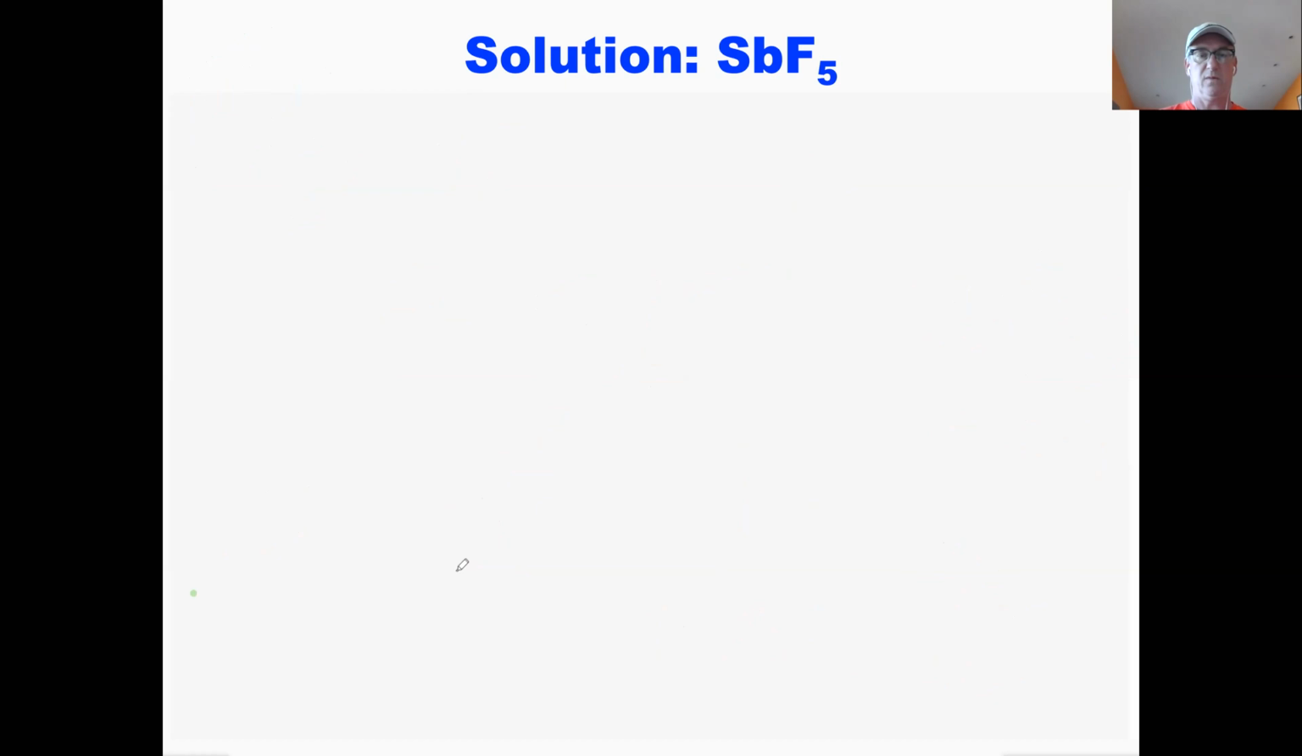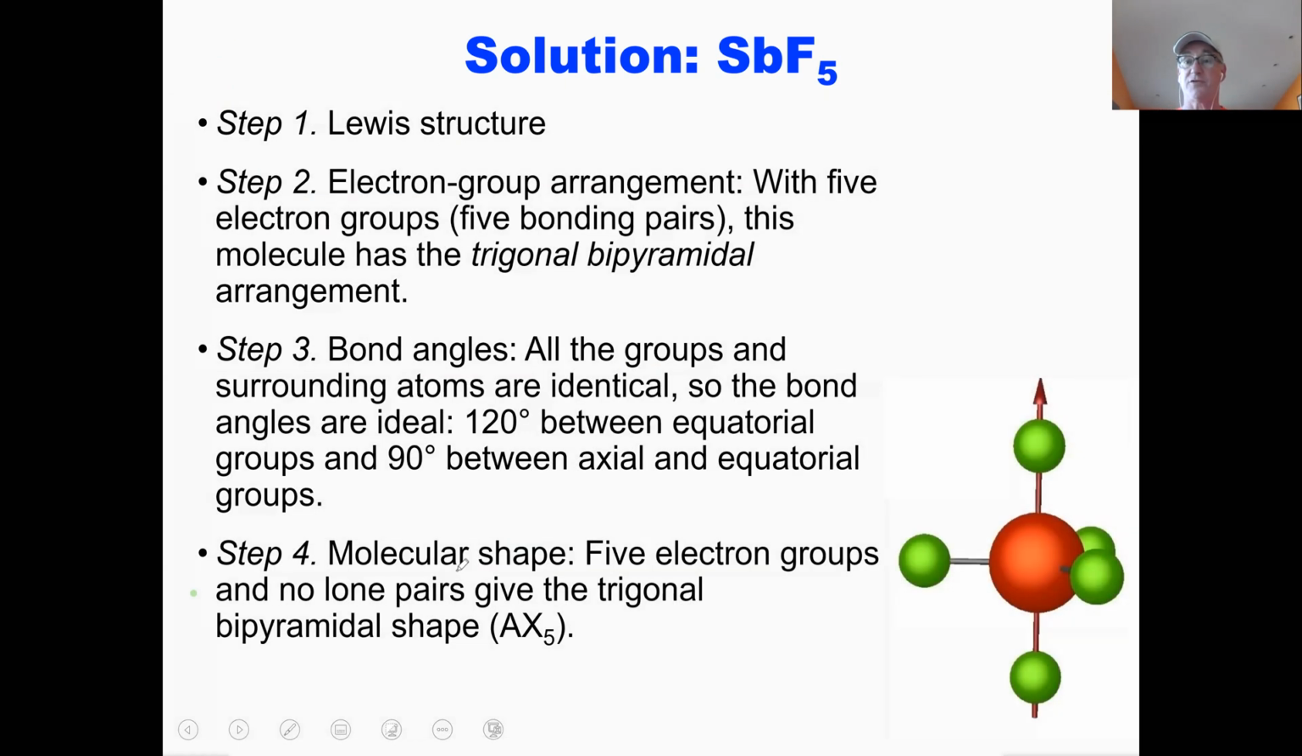Looks like this. So here's our trigonal bipyramidal shape. So we would have 2 axial positions here and here. And of course, they're both fluorines. And all the positions around the outside, or the equatorial positions, they're all fluorines too.